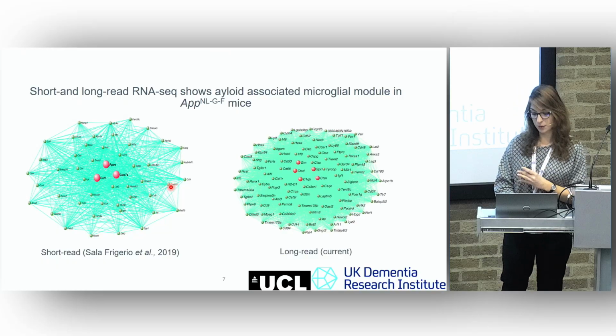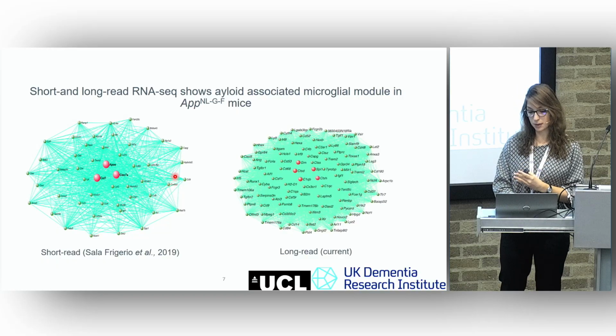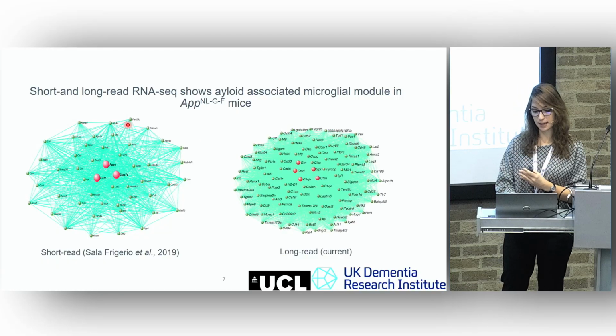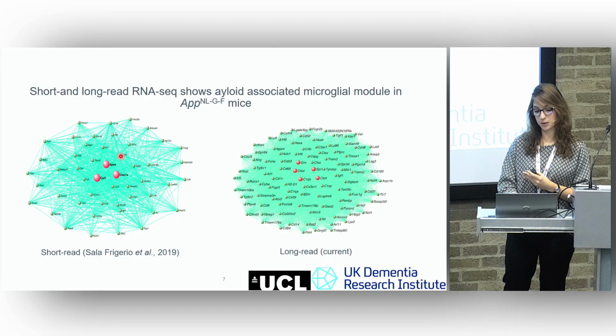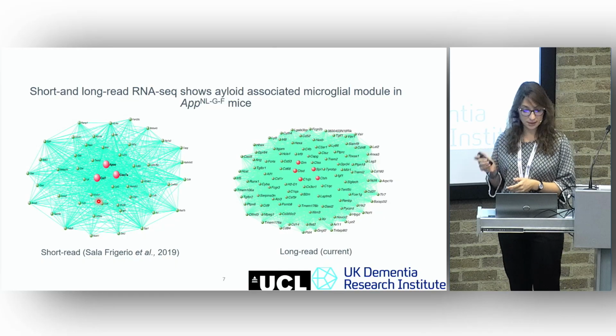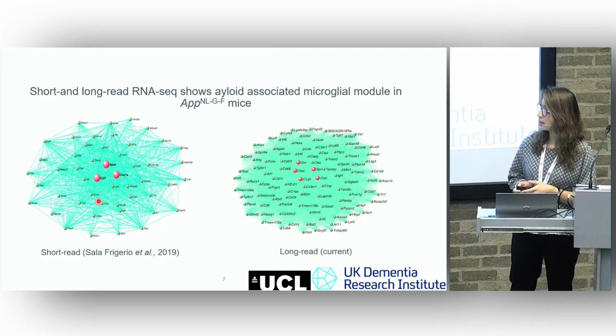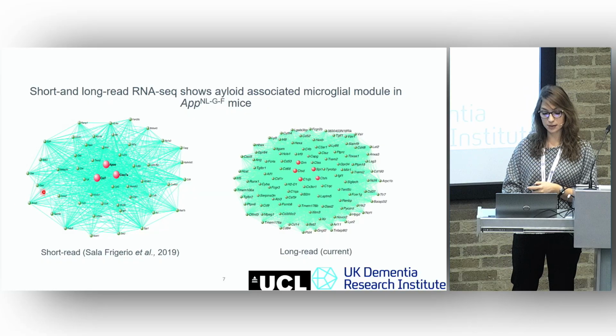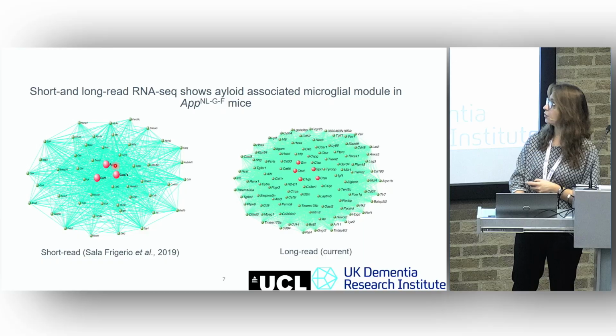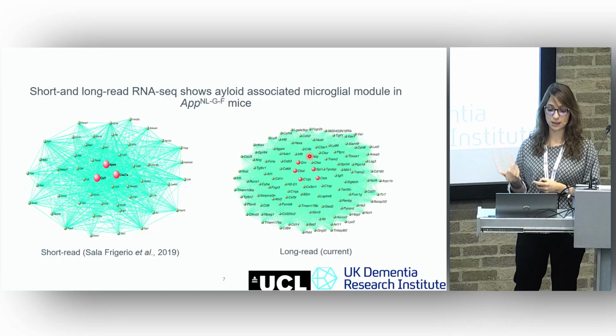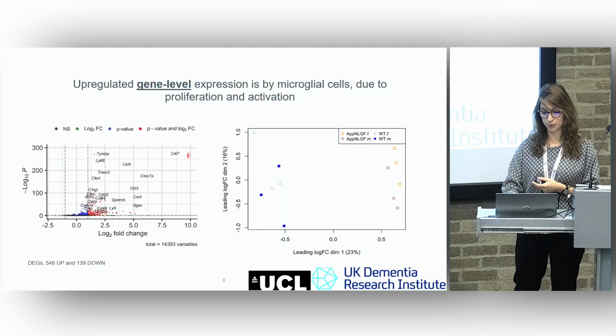So our results validate the short-read RNA sequencing. We have obtained the amyloid-responsive microglial module. This is just a validation check. This is a gene-level experiment. The data on the left-hand side is single cell, while on the right-hand side, our long-read data is bulk level. It's a different sequencing, but we get the similar enriched module.